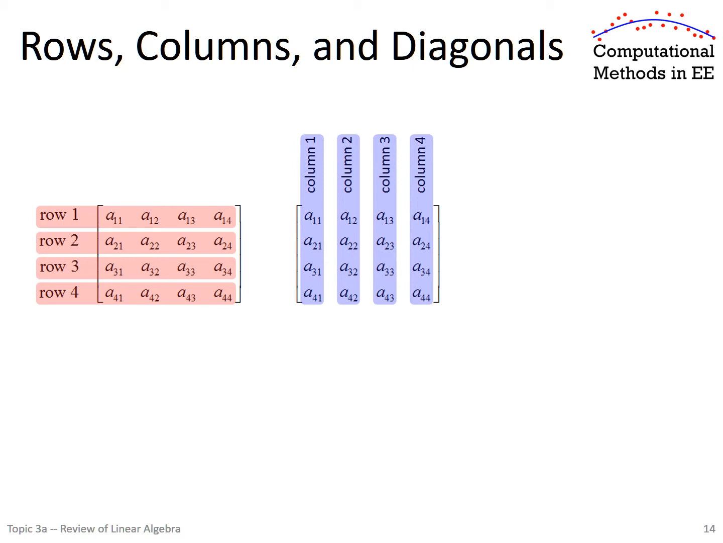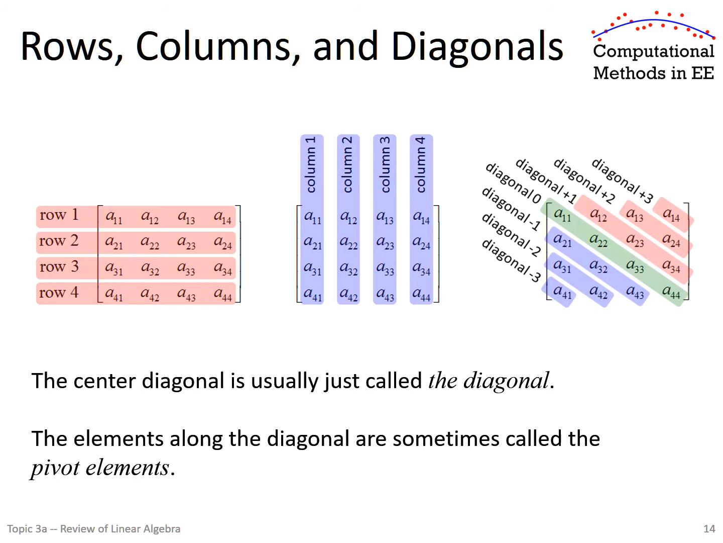Likewise, we can look at the columns, and they progress from left to right. Column 1, 2, 3, 4, and so on. It's also very common to talk about the diagonals of a matrix. And usually when we just say the diagonal, we're referring to the center diagonal down a matrix. But if we were to number these, we would call this the 0 diagonal. And as we progress to the upper right, we have our diagonal 1, diagonal 2, diagonal 3, and so on if it was larger. And below that, we have our diagonal -1, -2, -3, and so on.